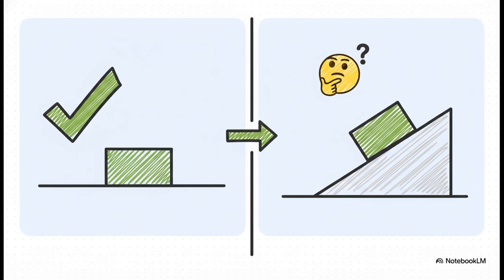So, look over on the left. You've got a box on flat ground. Simple, right? You've probably solved this problem 1,000 times. But then, we just tilt this surface a little bit, and suddenly all those simple rules you thought you knew, they just don't seem to work anymore. So what's really going on with the forces here when we add an incline?